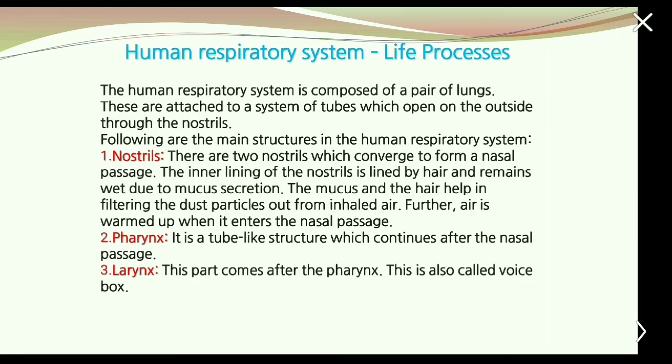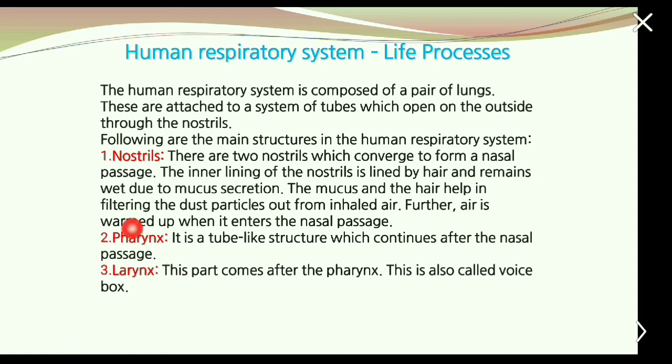Now let's look into what happens in each. Nostrils. There are two nostrils which converge to form a nasal passage. The inner lining of the nostrils is lined by hair and remains wet due to mucus secretion. The mucus in the hair helps in filtering the dust particles out from the inhaled air. Further, air is warmed up when it enters the nasal passage.